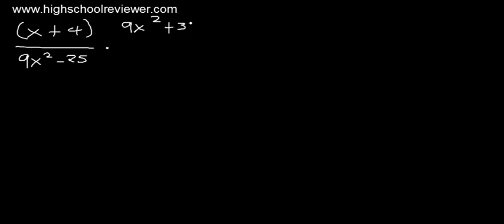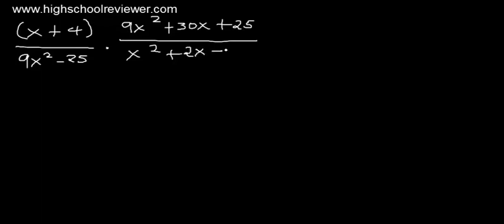Our next problem, we have here the quantity of x plus 4 all over 9x squared minus 25, and we are going to multiply this by 9x squared plus 30x plus 25 all over x squared plus 2x minus 8. So to multiply rational algebraic expressions, first we have to factor out terms that can be factored. Okay, x plus 4 cannot be factored out, so it will remain as the quantity of x plus 4, whereas 9x squared minus 25 can be factored out.